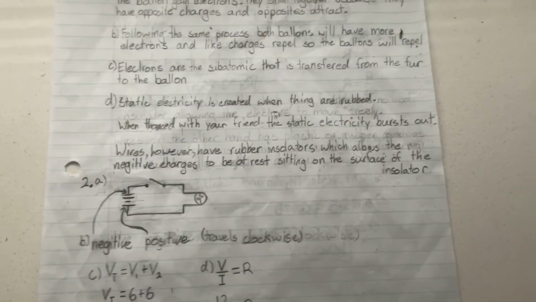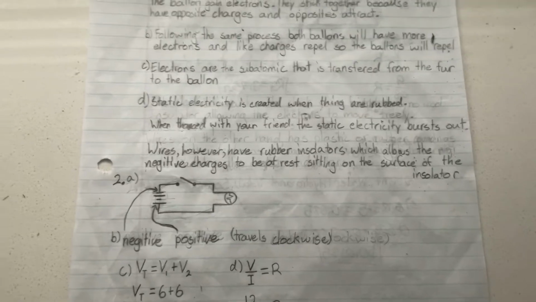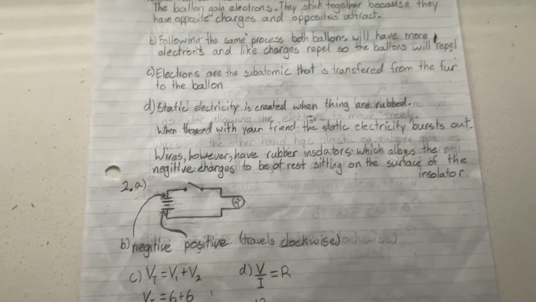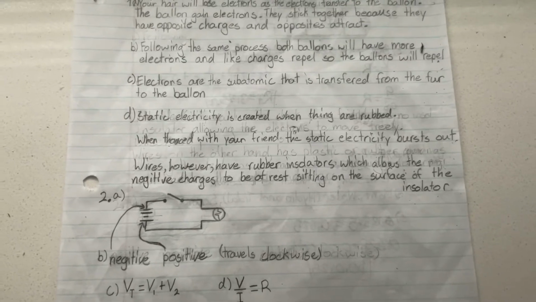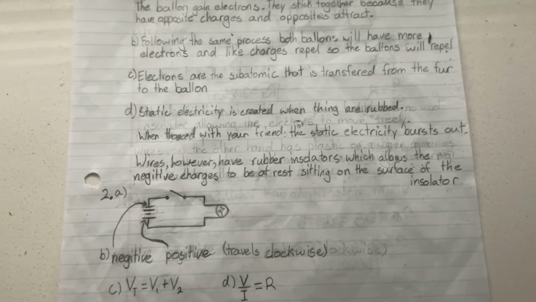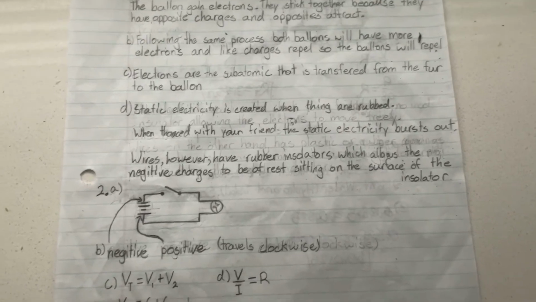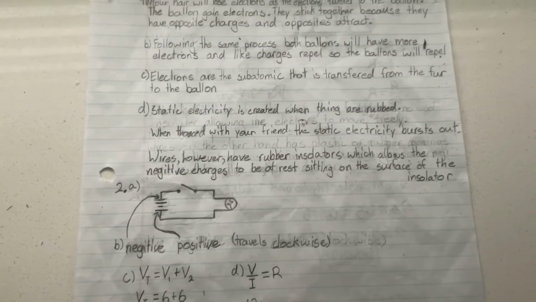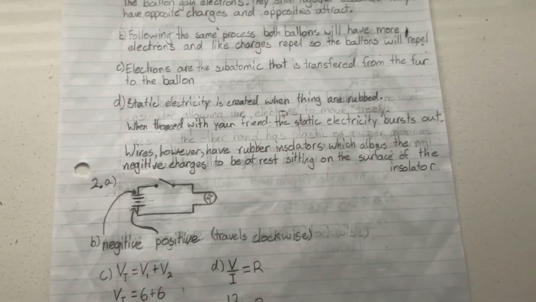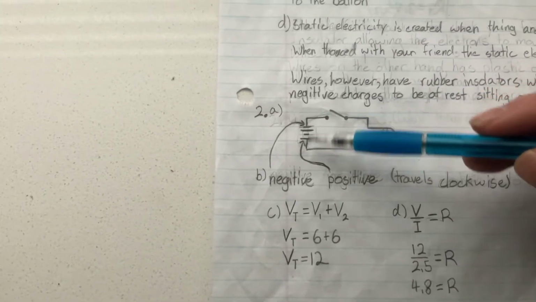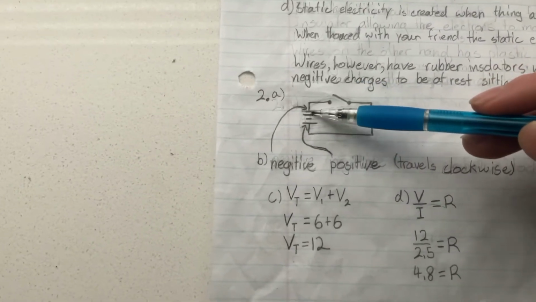Static electricity is created when things are rubbed. When things are rubbed, negative charges will be stored in electrons, and when you touch your friend in this example, this static electricity bursts out, shocking your friend. Wires, however, have a rubber insulator, which allows the negative charges to be at rest, sitting on the surface of the insulator.